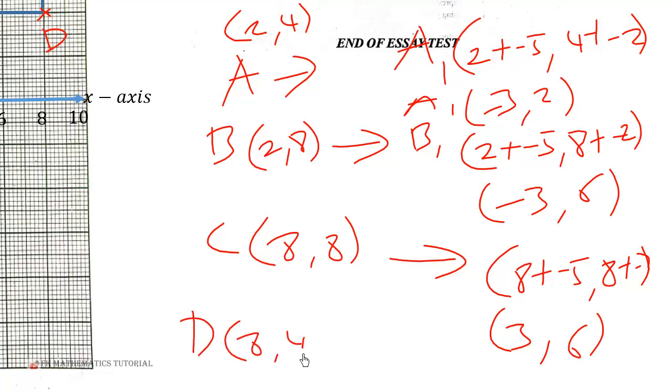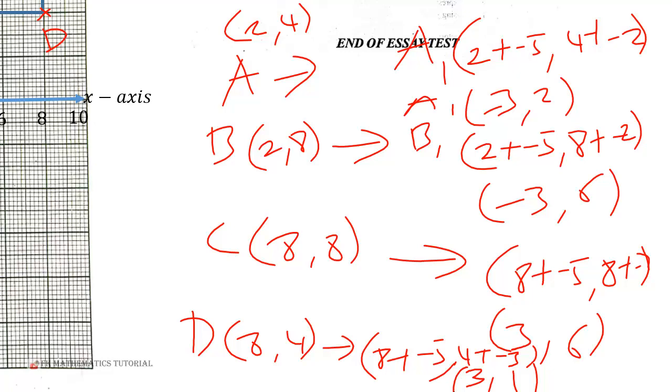And finally D, 8, 4, will map onto 8 plus -5, 4 plus -2, which is having coordinates 3, 2.